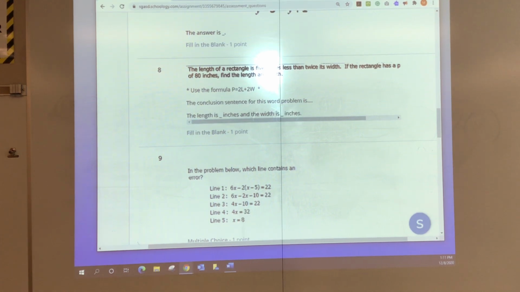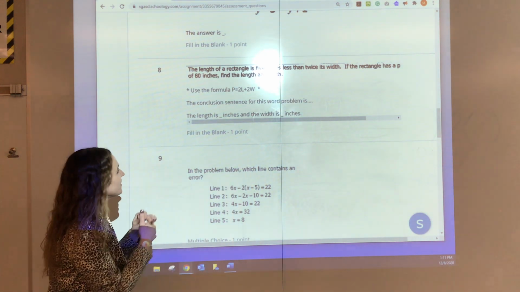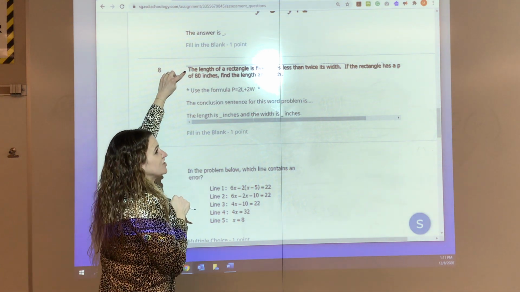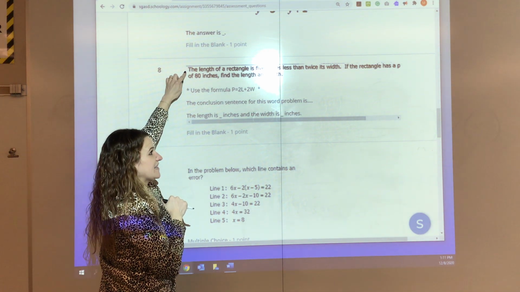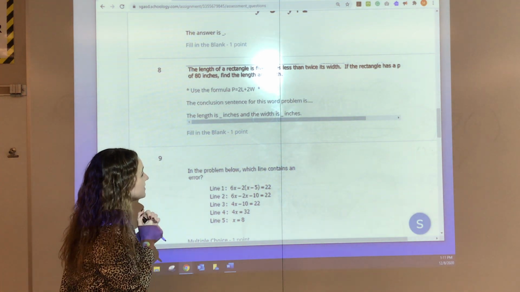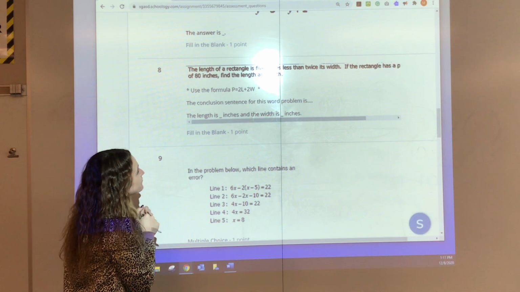Hey, and we're back. We're going through the Unit 2 assessment, our test corrections. We're on number 8. That's where we're going to start. The length of a rectangle is 5 inches less than twice its width. If the rectangle has a perimeter of 80 inches, find the length and width. All right, let's check it out.